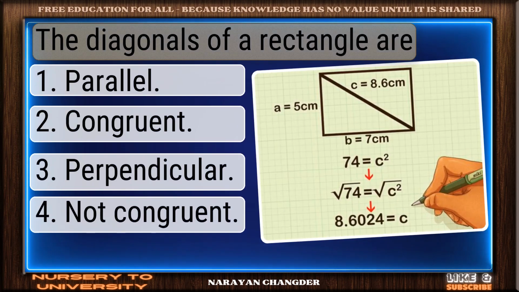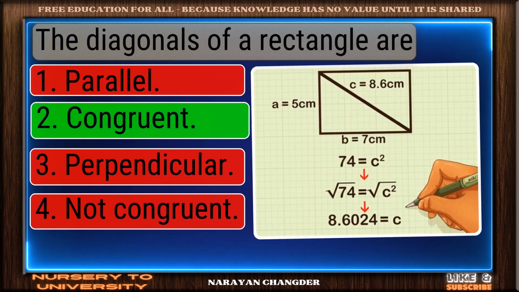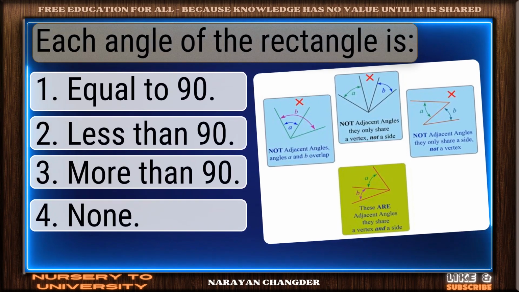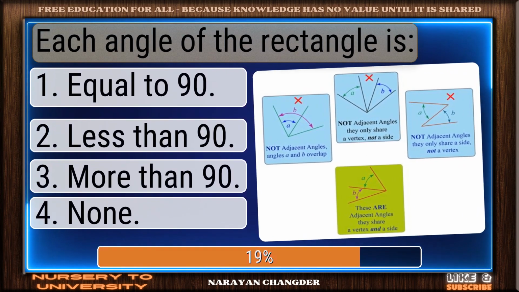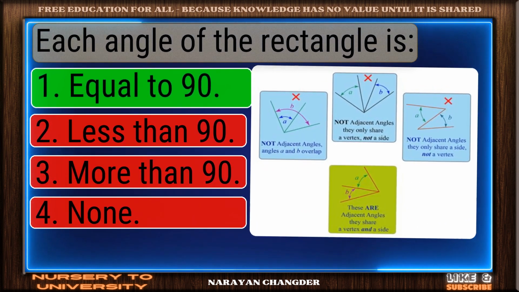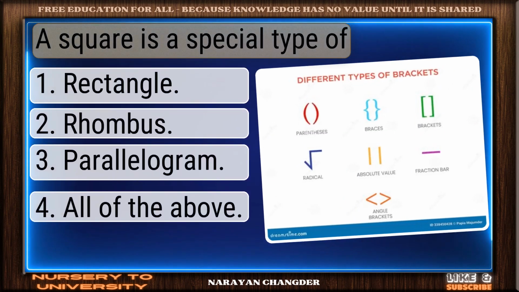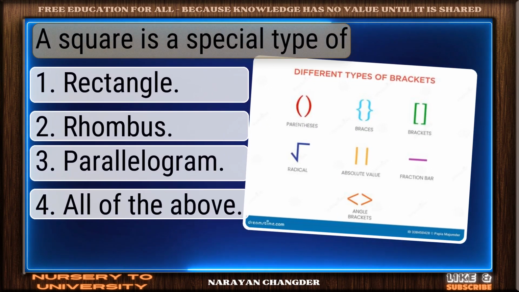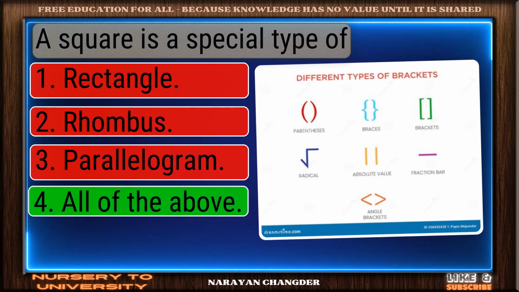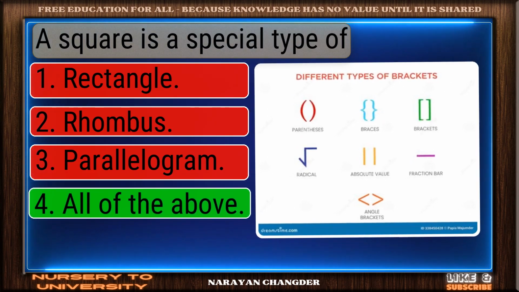Question number 113. The diagonals of a rectangle are. Nicely done. Congruent is a solid answer. Question number 114. Each angle of the rectangle is. Nice work. You chose equal to 90, and it is correct. Question number 115. A square is a special type of. Correct. All of the above is the right answer.